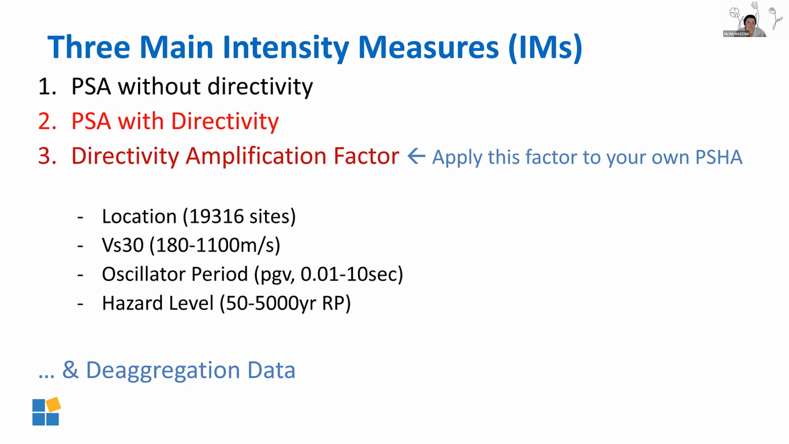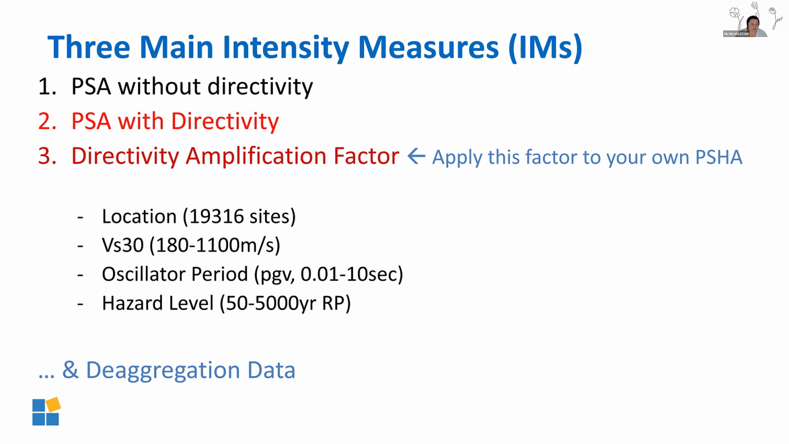And what's wonderful about these three sets of data is that you can do different types of analyses. Most importantly, if you've already done a PSHA for your site, you can still use these data by using these directivity amplification factors and applying them to your spectra or your hazard curves.